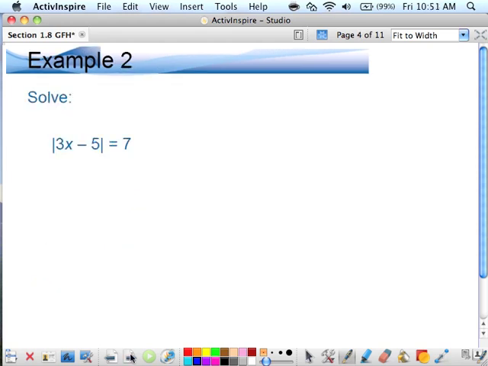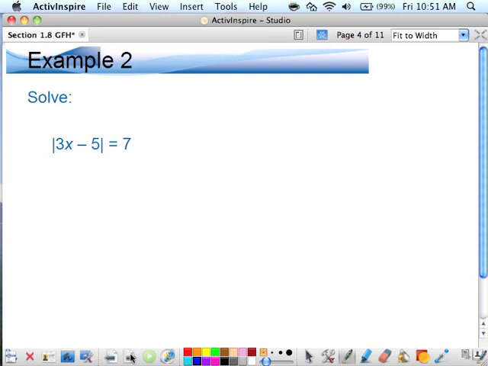Now that we have a basic understanding of what absolute value is and how it works with variables, we're going to solve absolute value equations. We're going to look at the absolute value of 3x minus 5 equals 7 and try to figure out what values of x will make that true, if any. Well, first off, we know that 3x minus 5 has to equal one of 2 things. What are they? 7 or negative 7.